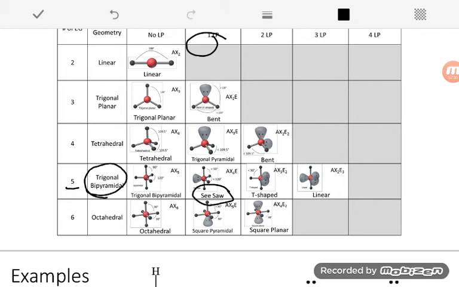So again, you're not going to have this chart, you just need to memorize all these shapes, but the basic idea is always the same. Count your electron groups, get your electron geometry, count your lone pairs, get your molecular geometry.